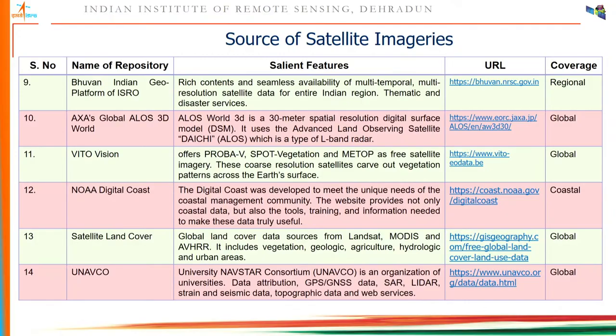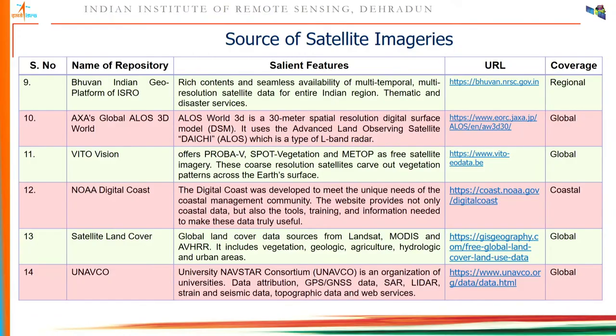The other websites are like VITO Vision, NOAA Digital Coast, Satellite Land Cover, UNAVCO. All these are also specifically available from some of the academic institutions, universities and so on, but are again very useful. You can explore, and their URLs are given here, available as global. This is for the coastal data. This is again for global. So depending upon your requirement.